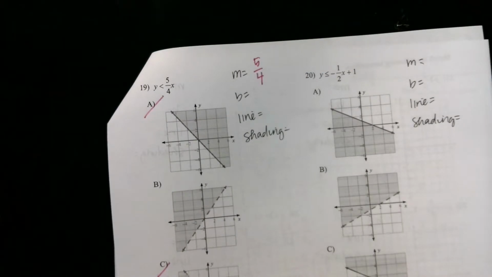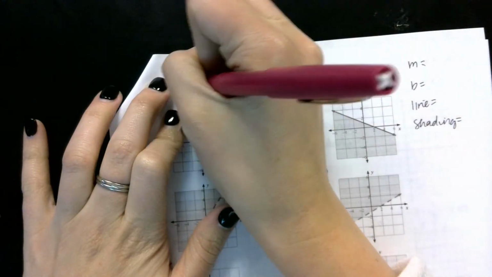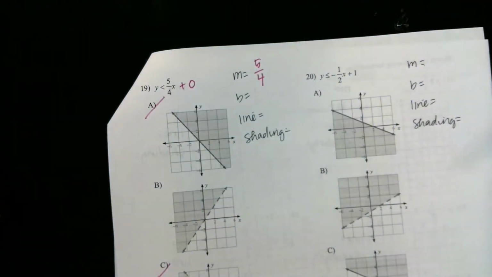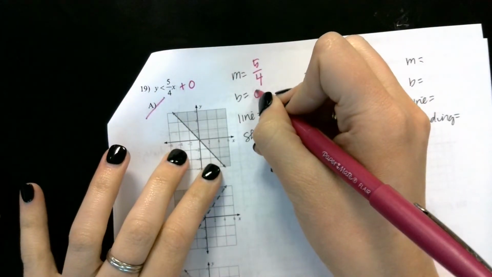What's our B? What's our y-intercept? Say it louder. Who said it? She said 0. AJ, you said 0? Yeah. How did you know it was 0? Because if I added a 0 to this, it would simplify without the plus 0 at the end. So our B is going to be 0. Very good, AJ.